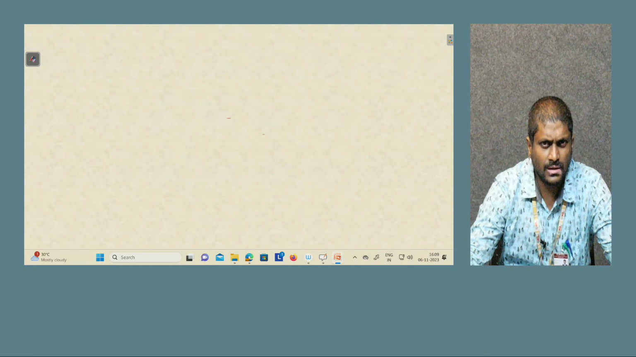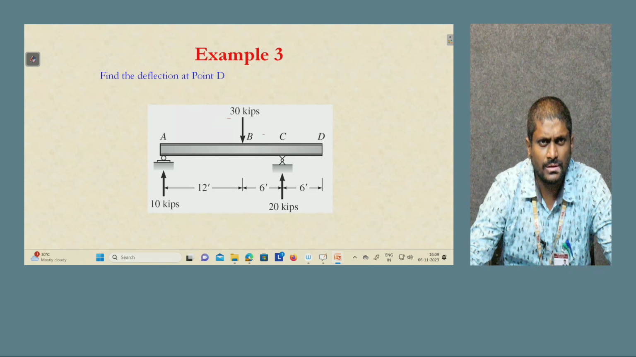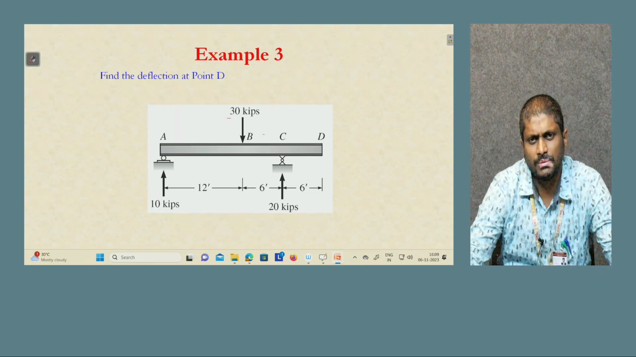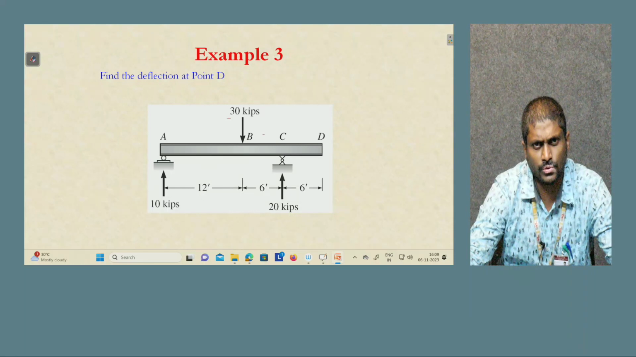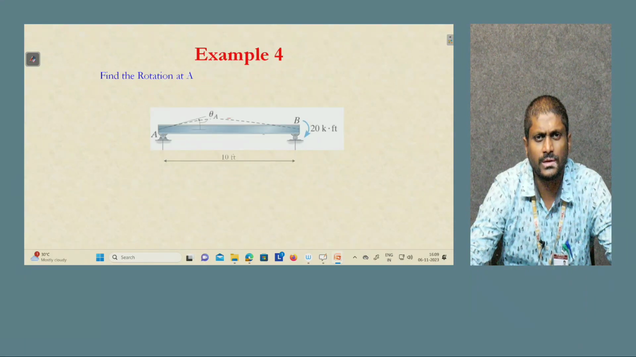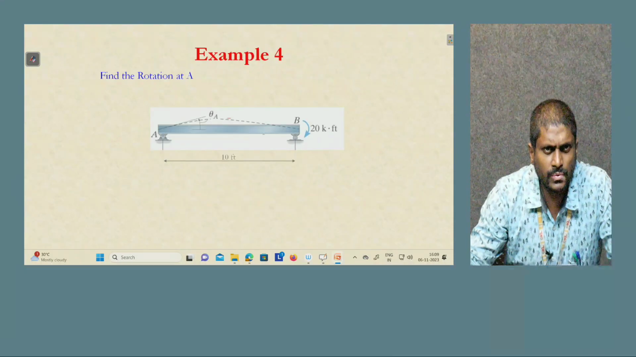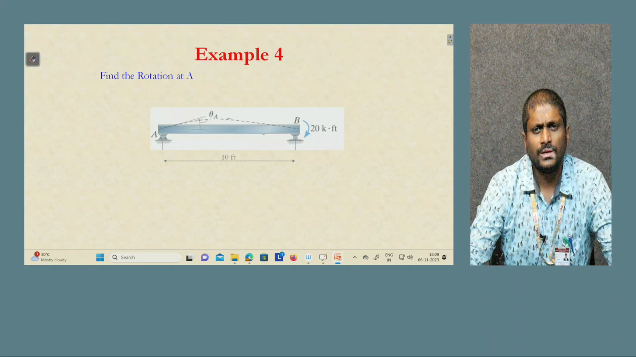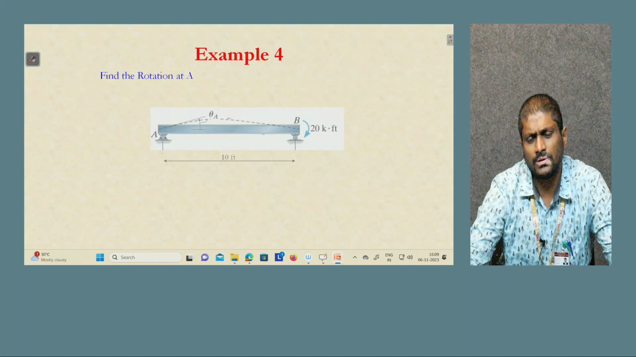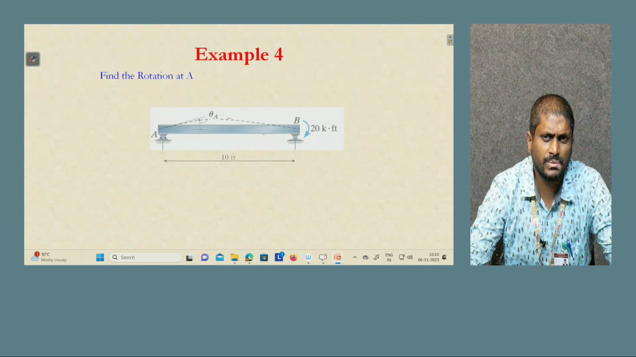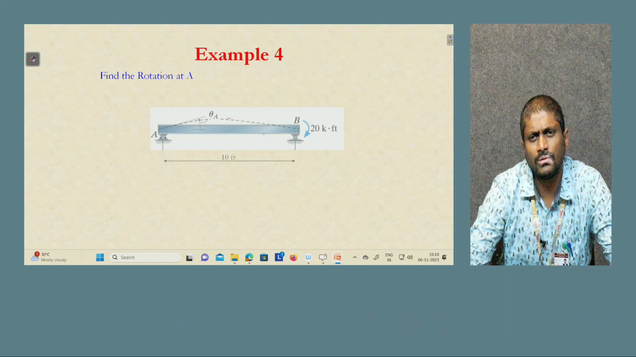So with the data, let me go and check. There is another example also being given here, with a one-side overhang, and the values are given as 30 kips and 20 kips, and both RA and RC are also calculated here. Then there is another example, find the rotation at A with the simply supported beam, but at B a clockwise couple moment is given, that is 20 kip-foot.